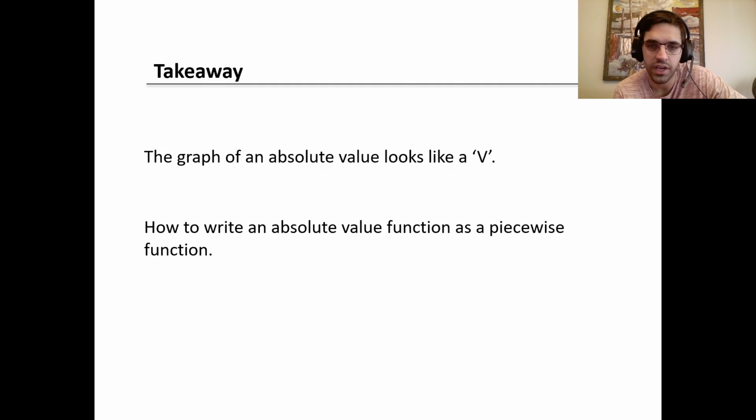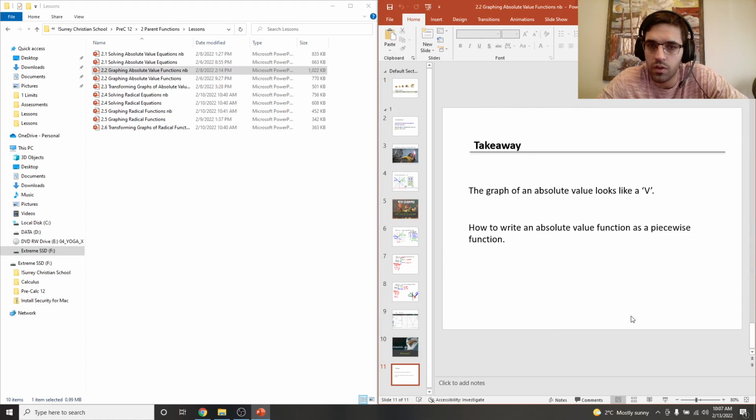Anyways, we also learned how to write an absolute value function as a piecewise function. And that's it for this one.